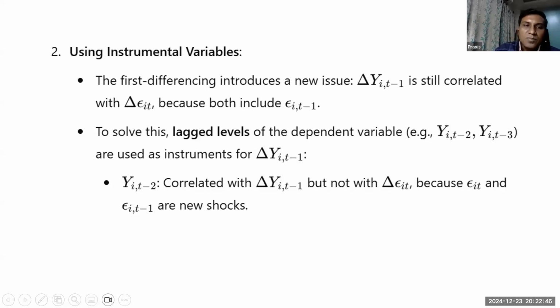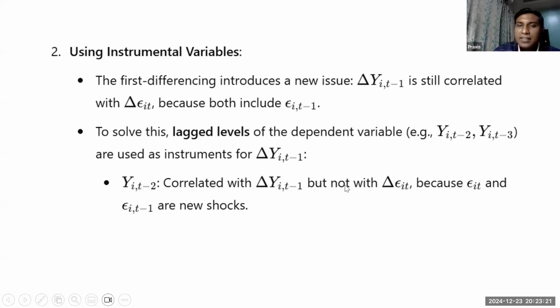Okay, and y_it minus 2 is correlated with this. Since this and this are correlated, why are this and this correlated? Can anyone tell why this and this are correlated? Because this delta y_it minus 1 is equal to y_it minus 1 minus y_it minus 2. So t minus 2 is there in this. So this and this are correlated.